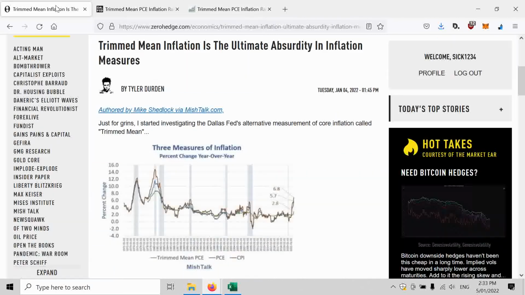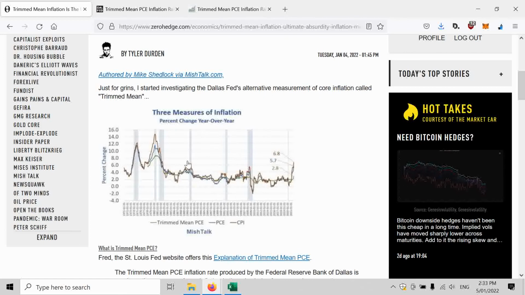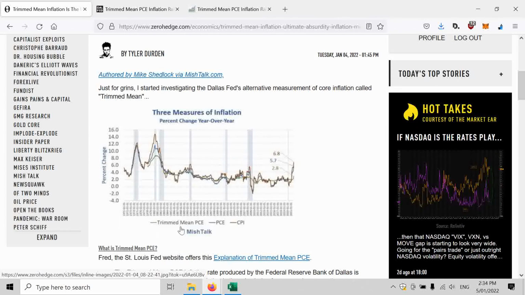Now going back to the article, trimmed mean inflation is the ultimate absurdity in inflation measures. Couldn't agree more. Now here's the chart showing CPI, PCE, and trimmed PCE. So CPI is the highest, then PCE, and now they have come up with this trimmed mean PCE at 2.8 to basically indicate, guys, nothing to see here. Everything is fine, inflation is low.